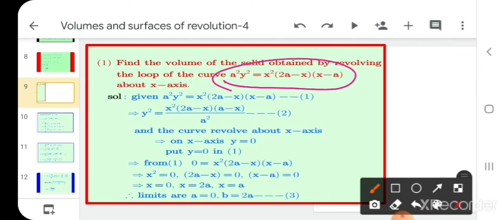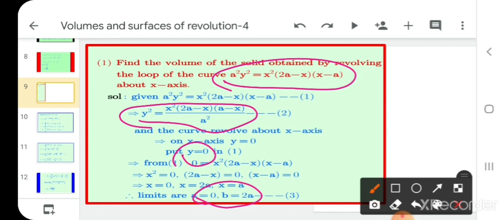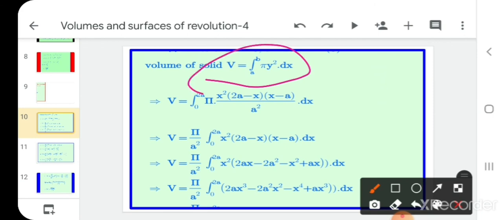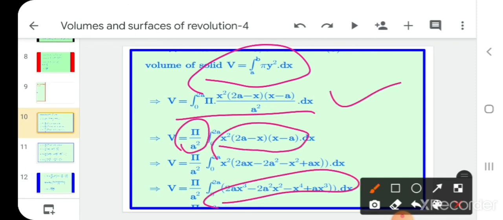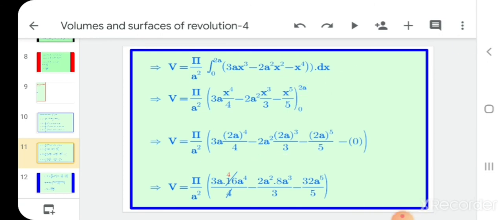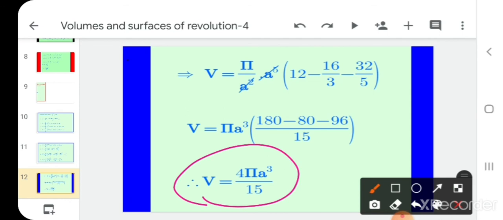See, this is the loop. From this we write the y square value, and we have to find the limit values a comma b. For this, the curve revolves about the x-axis, so I substitute y equals 0. What are the limits we get here? 0 and 2a. Now I have all the values, so I write the formula of volume of solid: integral a to b of pi y square. Then I substitute all values, write the constant outside and multiply these 3 terms. We get this equation. After getting the equation, we integrate and substitute the limit values 2a and 0. Then we get the volume V equals 4 pi a cube by 15.